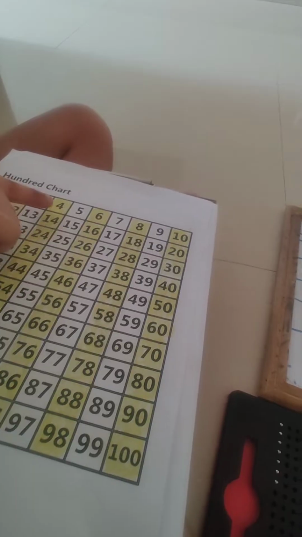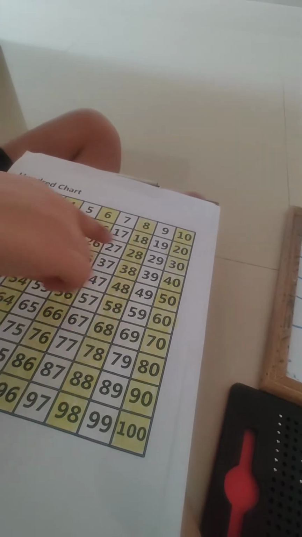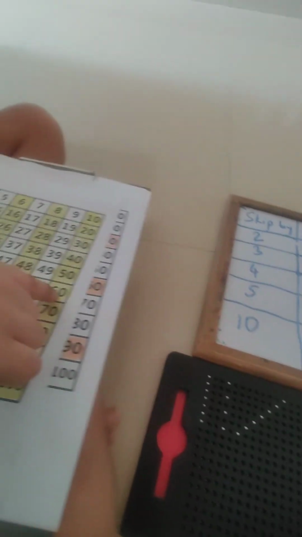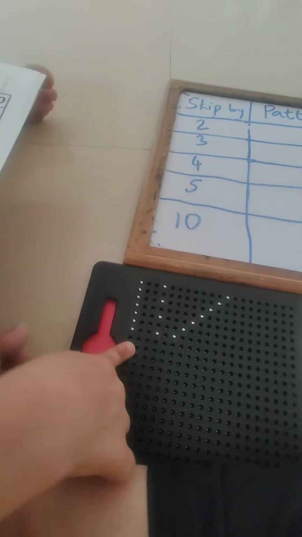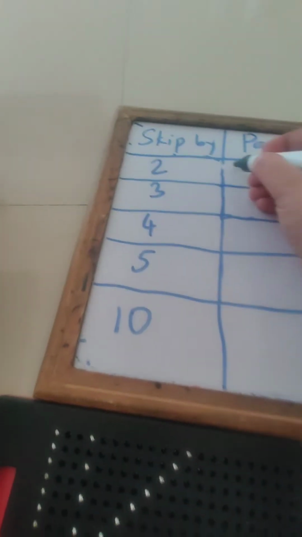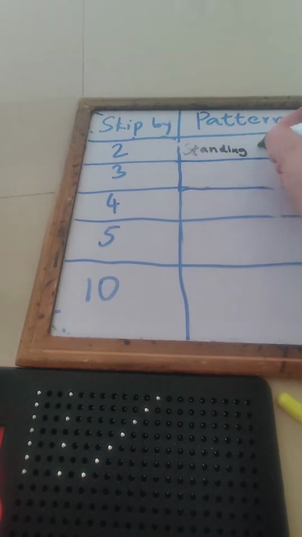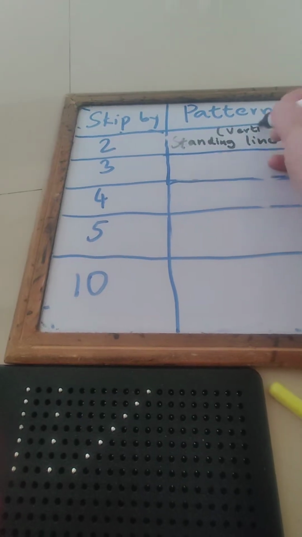We have colored only the blocks which are multiples of 2, like we've skipped by 2, so it's 2, 4, 6, 8, 10, 12, 14, 16, 18, 20, right? So what pattern does this follow? I've got the patterns here. Yeah, it is a standing line, no? You can also call it vertical.